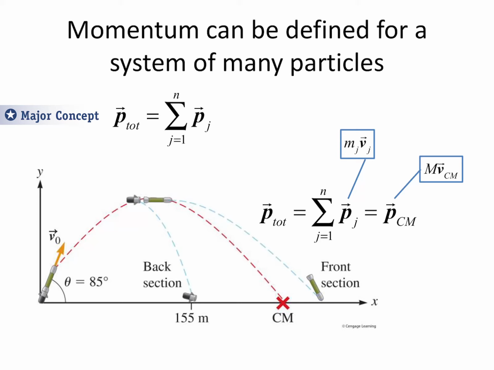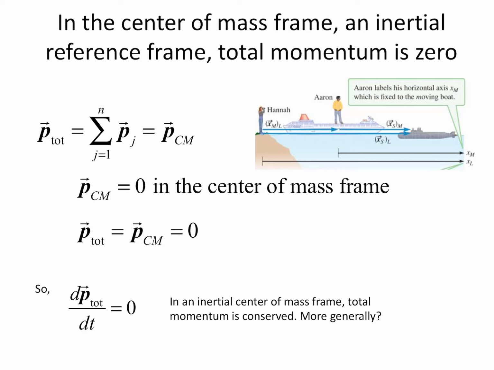Now, if you have more than one particle, the total momentum of the system is the momentum of each particle added up together. So if the net external force on the system is 0, the total momentum of the system should be conserved.